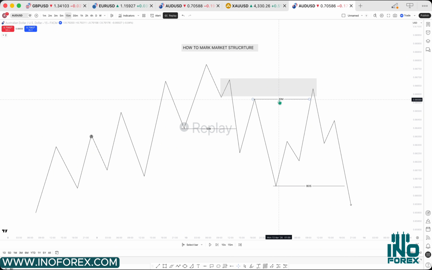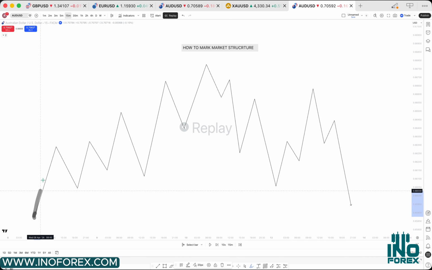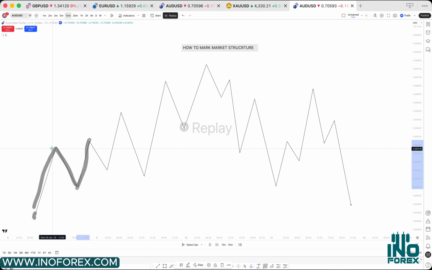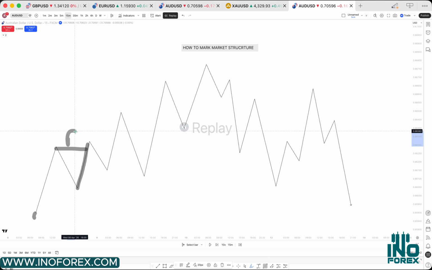So let me remove those markups and we are going to mark this diagram together. We are going to begin from here. Here the market pushed up and made a pullback. This high is not a high because the market didn't take any low. We call it an impulsive move and a corrective move. The market again pushed up and broke this high. This is not a break of structure because this is not a high, as I explained before.